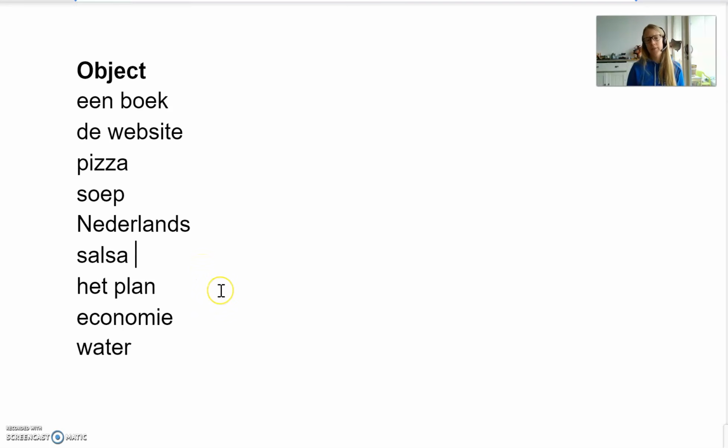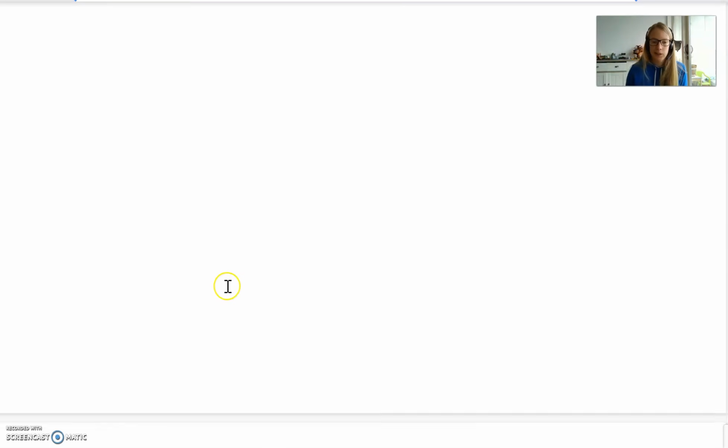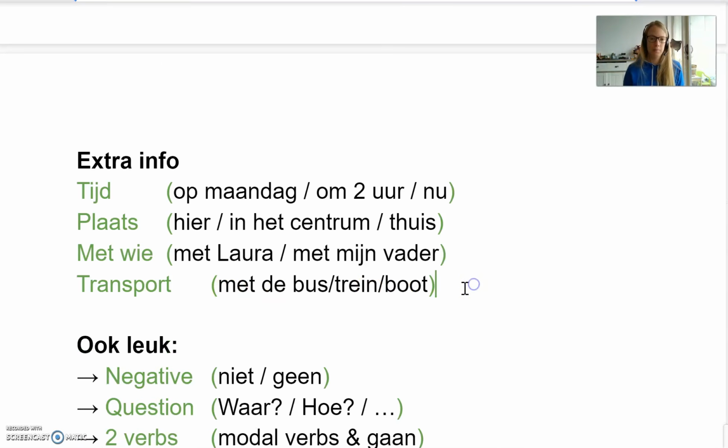Well, then we still have a very short sentence, right? Three items, or I should say sentence parts only. So we can add some more extra information, like the time, like nu. Now, ik maak nu pizza. I'm making pizza right now. Usually the time goes straight after the verb. So out of all the extra information, the time is usually first. And the place is usually last. But Dutch word order can be tricky. If you say it in the wrong order, usually people still understand you.